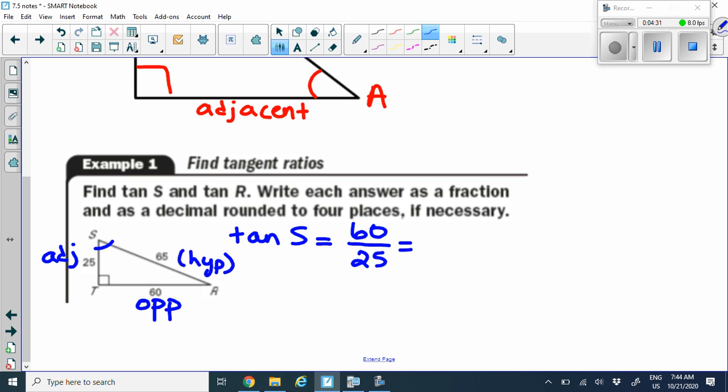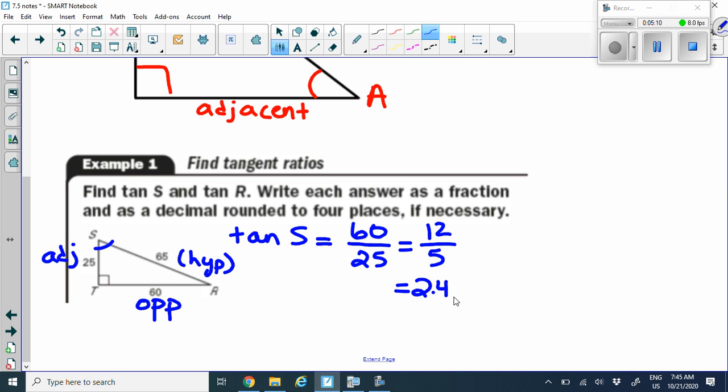Now let's make sure we simplify that fraction, figuring out what values go into it. It looks like 5 can go into it. So 60 divided by 5 gives us 12, and 25 divided by 5 gives us 5 as well. So make sure you simplify your fractions. Now we can also plug 12 divided by 5 into our calculator to get the decimal form. So we do 12 divided by 5, and we get 2.4. Since that's our answer, we really don't need to round to 4 decimal places. You don't have to, since really that's just it.